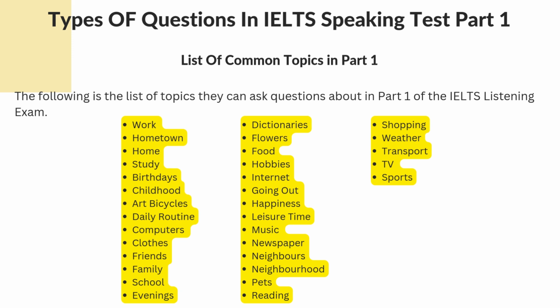What are your hobbies? What food do you like? What flowers do you like? Do you like going out? What makes you happy? What is leisure time according to you? Do you read the newspaper? Do you like music? What about your neighbors? What about your neighborhood? Do you like pets? Do you like reading? Do you like your school? So all these topics are related to yourself. So part one of the IELTS speaking exam will always be about yourself. So you have to prepare for topics about yourself.